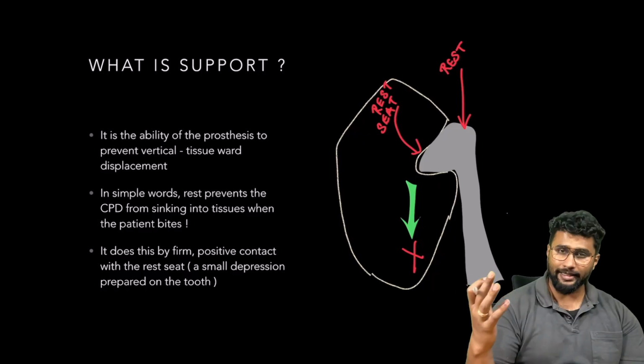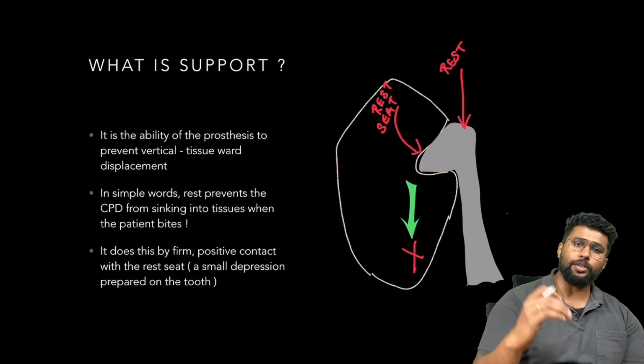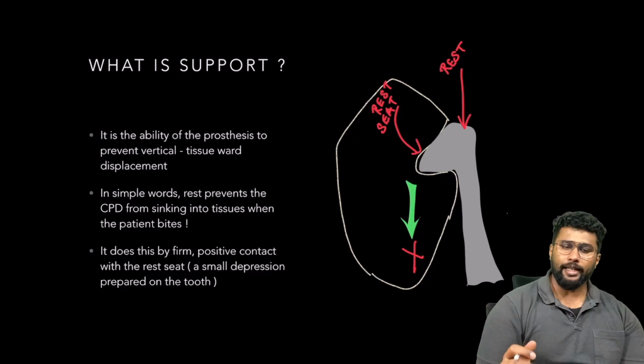That is how a rest and rest seat work together and provide support for your partial. So the rest sits onto the rest seat, right? And it will prevent the CPD from displacing further down.